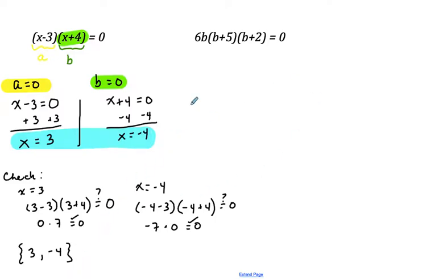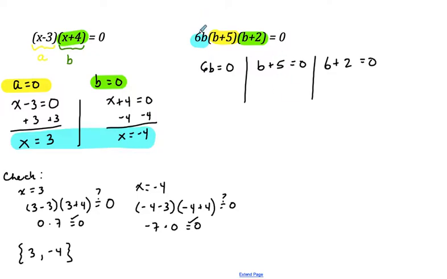Again, this can work for any number of factors. Here, if I've got 3 factors, I've got a times b times c is equal to 0. Well, that's going to be true if and only if either a is equal to 0, b is equal to 0, or c is equal to 0. So let's try the cases. So if 6b is equal to 0, that's one possible solution. Or if b plus 5 is equal to 0, that's another possible solution. Or if b plus 2 would be equal to 0, that would be another possible solution.